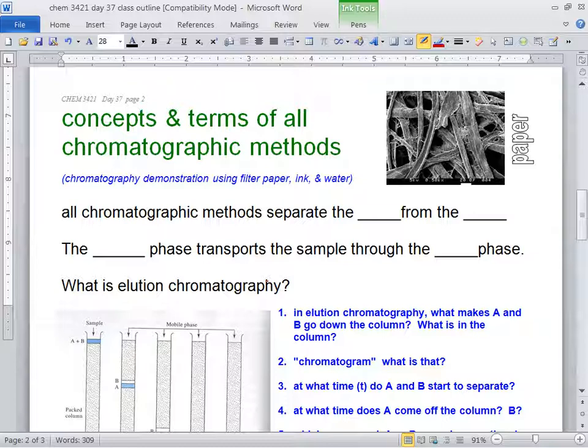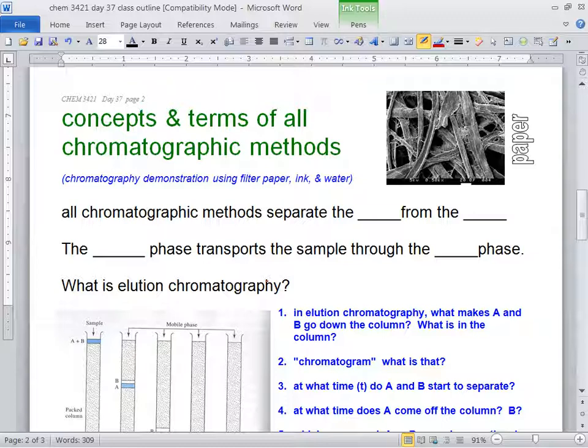Stationary phase. So you have to have some type of stationary phase. Okay? And that's my paper. Now, what else do I need to do chromatography? And this is all types of chromatography.